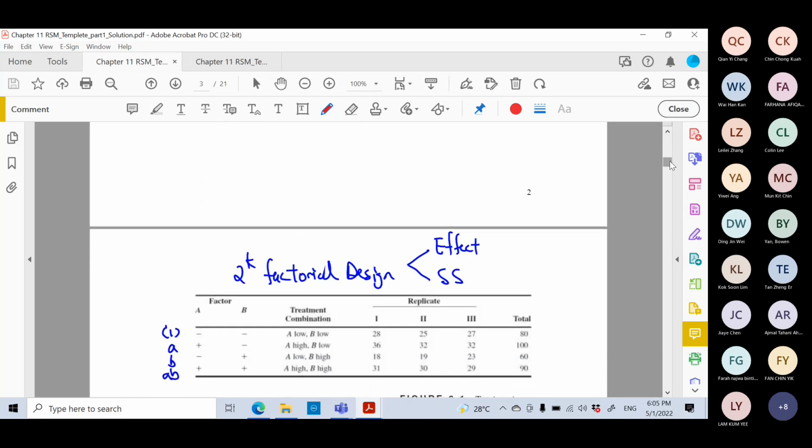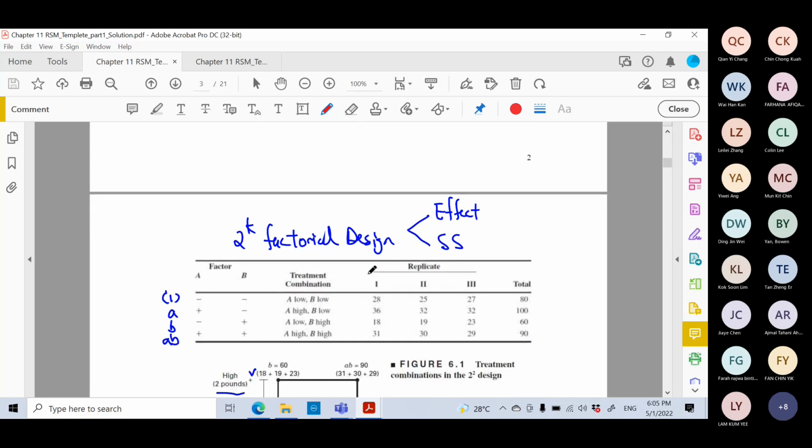Under the ANOVA of the two power factorial design, we can write down the equation. If in this case it is for two factors, then we can estimate the effect for A, the effect for B, and the effect for AB. Therefore, we can calculate the sum of squares for A, B, and the sum of squares for AB. Then we can test the ANOVA to see which factors are significant.